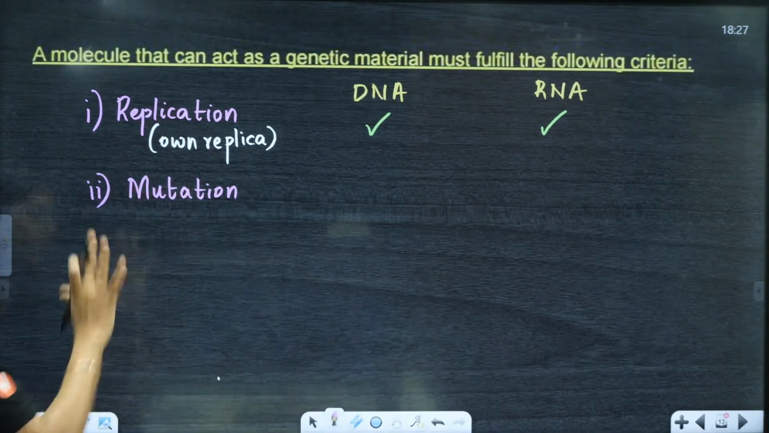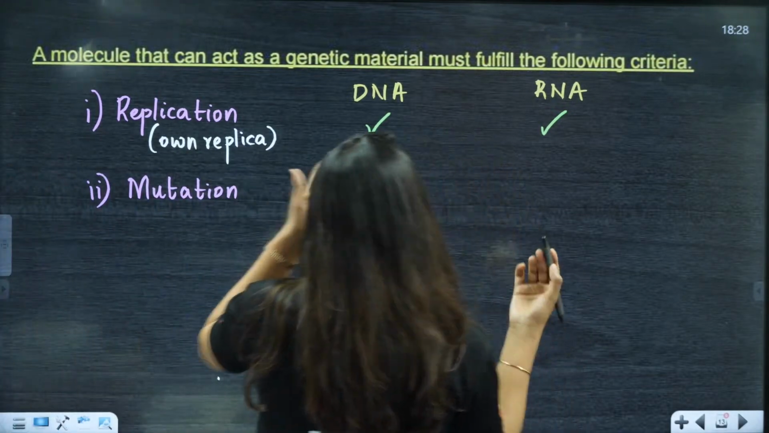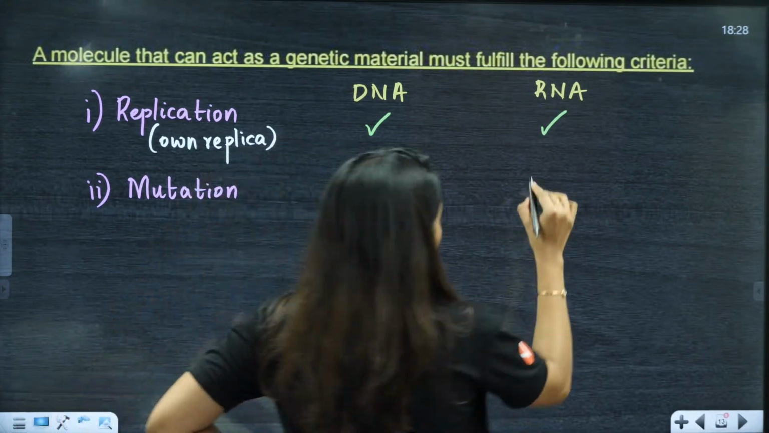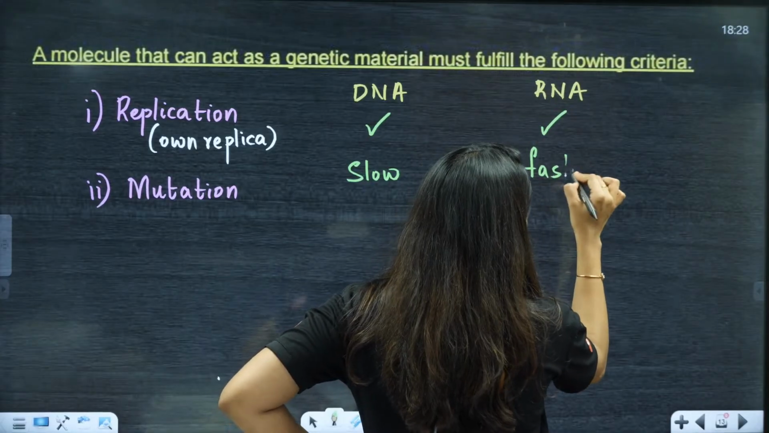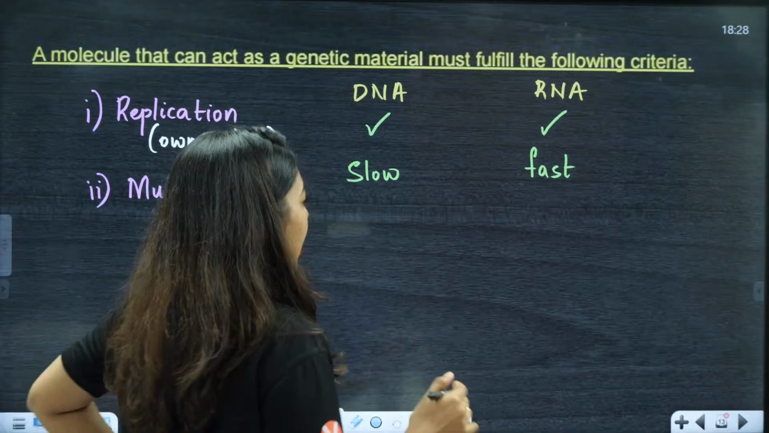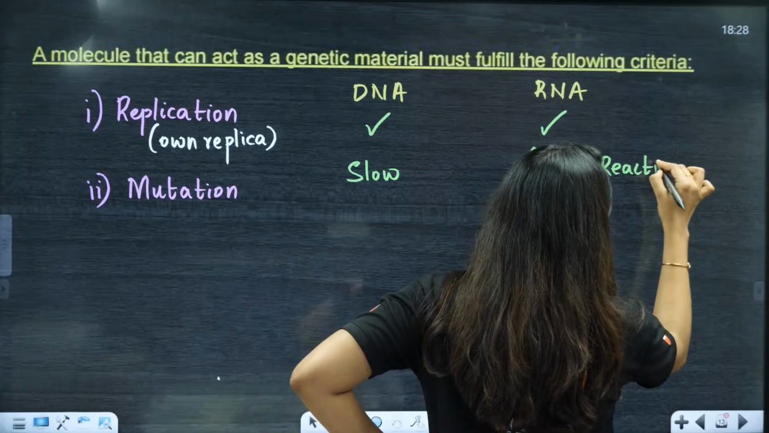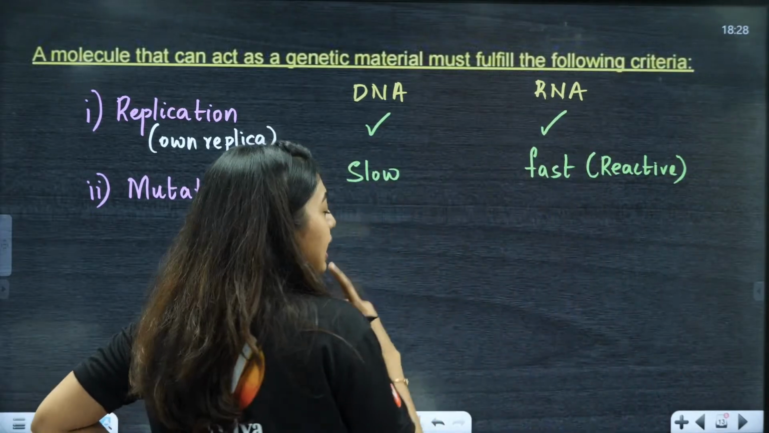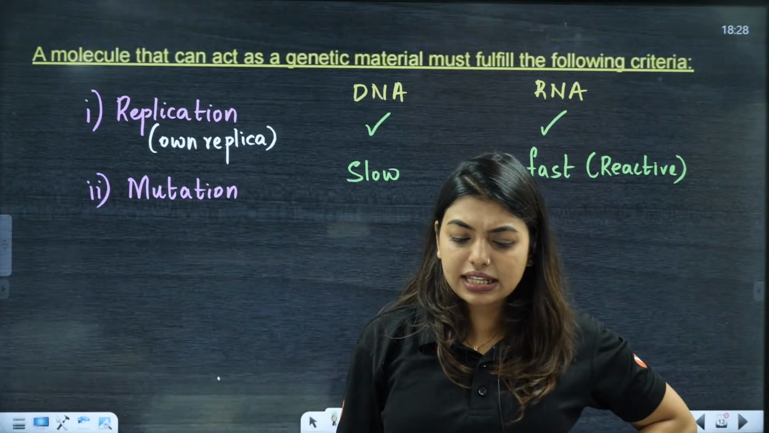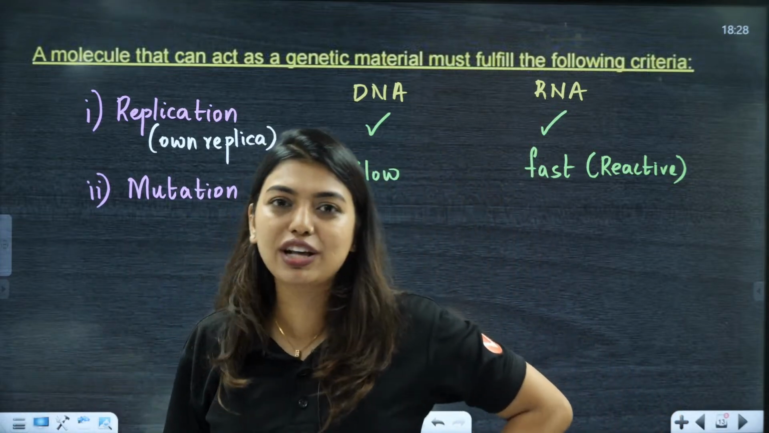Criteria idu. Replication ಮಾಡಬೇಕು, mutation ಮಾಡಬೇಕಂತ criteria ಕೊಟ್ಟಿದ್ದಾರೆ. So DNA told, okay, I will do slow mutation, but RNA is like, no, I will do fast mutation. Why will he do fast mutation, students? Because it is very reactive, alva. RNA is highly reactive. DNA is not reactive. Does anyone want to sleep as a human and tomorrow wake up as a giraffe? No ma'am, I don't want that fast mutation to happen.